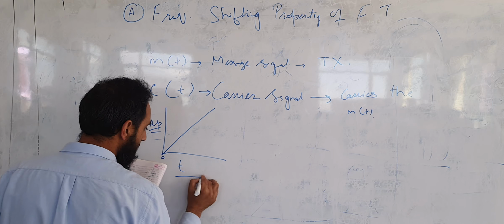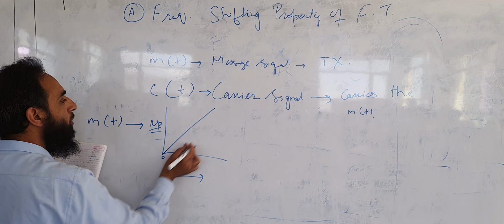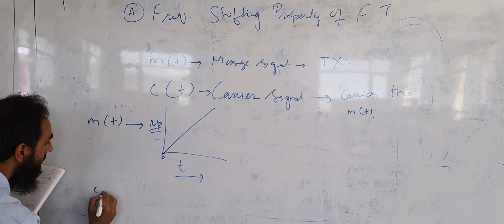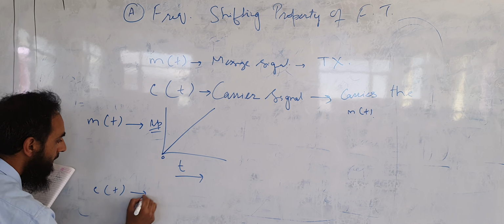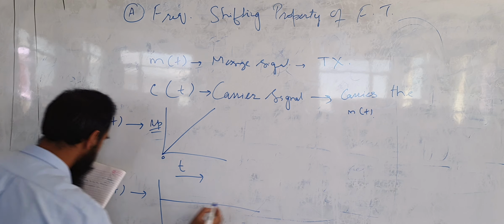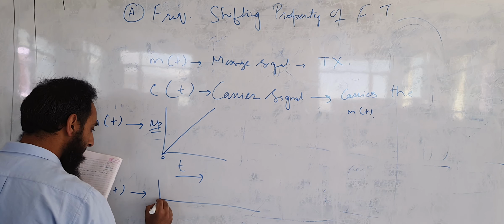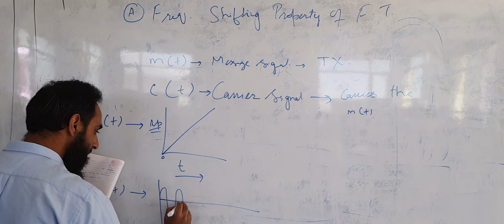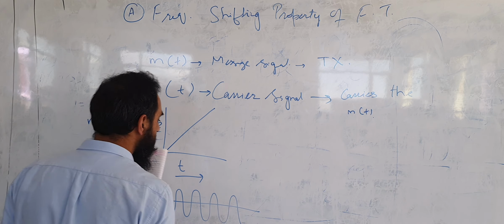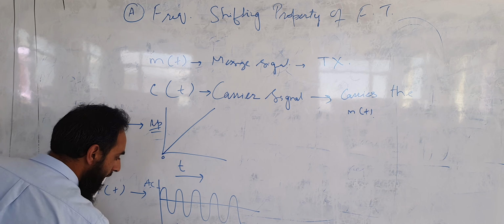This is amplitude, this is the time scale. I'm assuming that my message signal is of a nature that its amplitude increases with time. Now if I have a carrier signal C of t, which is given as something like this, a high frequency carrier. Okay, this is my carrier signal. Say this is A of C and this is the time.